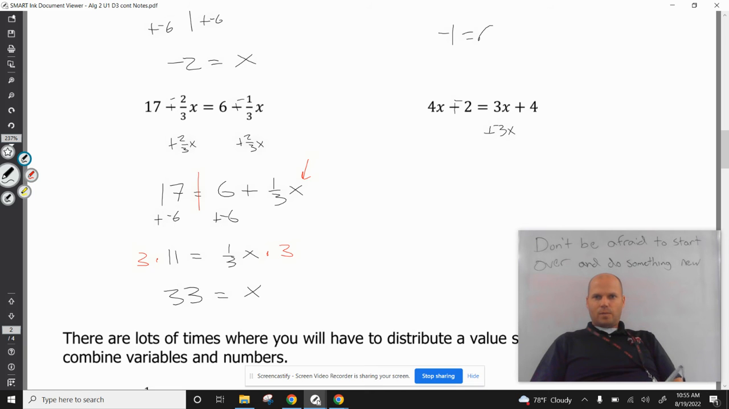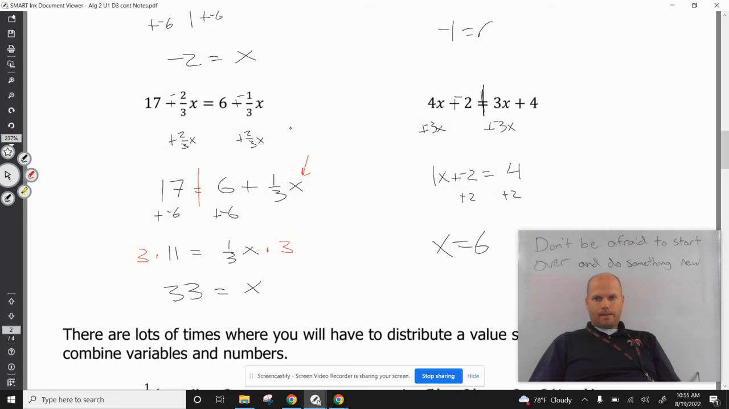Here, I will eliminate the three X's so that they remain on this side. Make sure you pay attention to the wall. Same side combined, opposite sides, undo. Now I just have one X, add two, hip hip. Hooray. Okay.